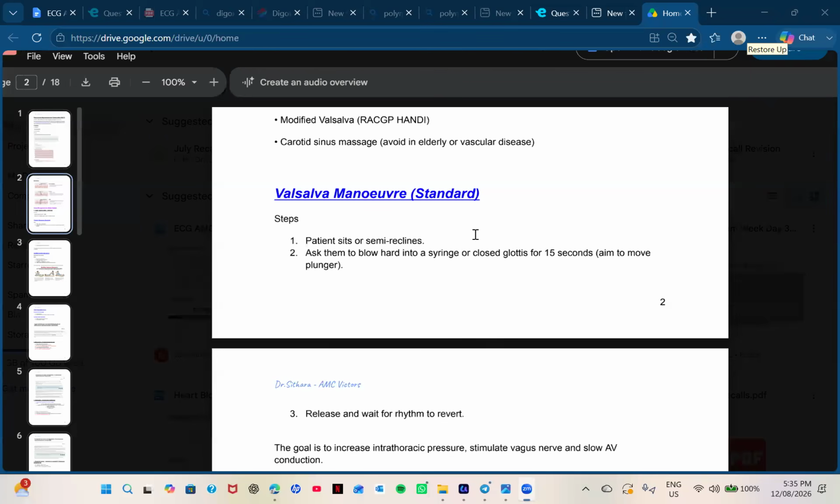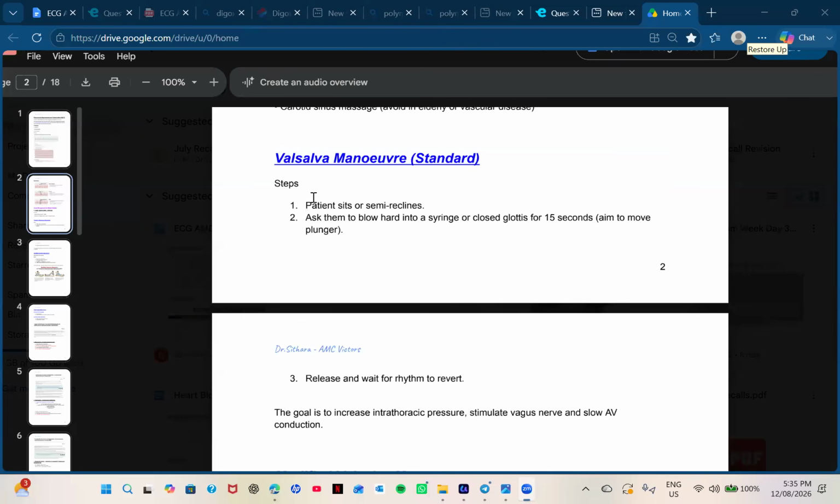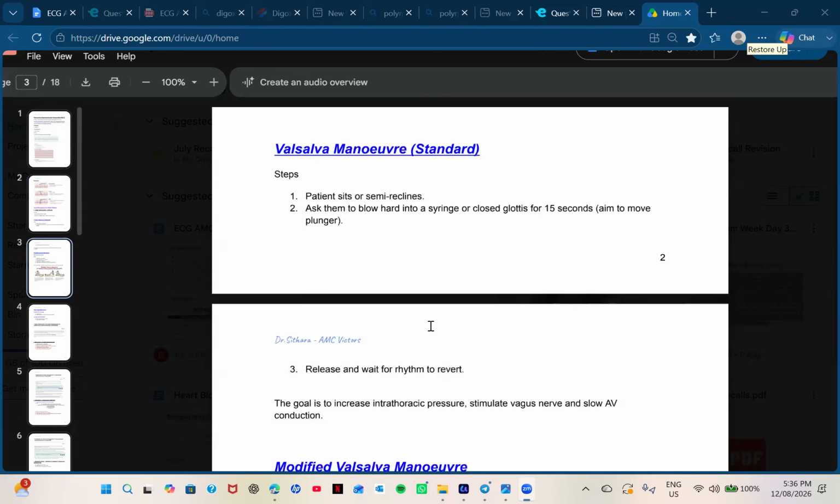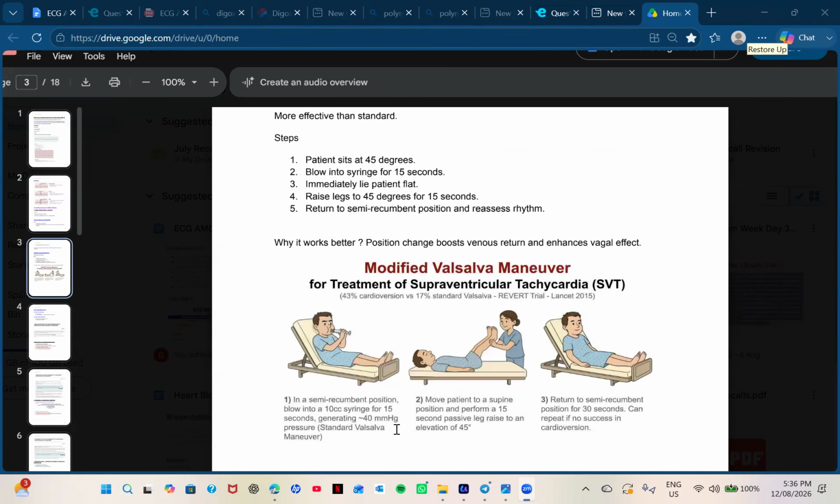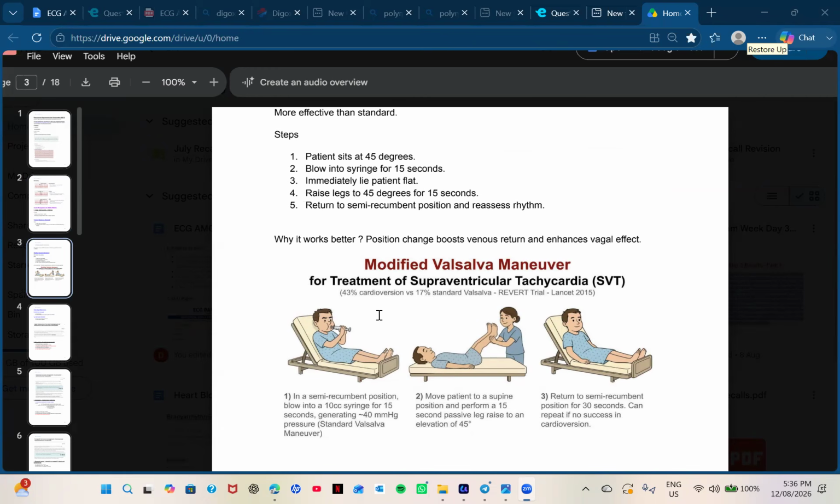So standard Valsalva, we recommend the modified Valsalva over the standard Valsalva. So what is modified Valsalva? The patient is in a semi-recumbent position, that means about 45 degrees. Then we ask the patient to blow into a 10 cc syringe. Then we move the patient after the blowing.